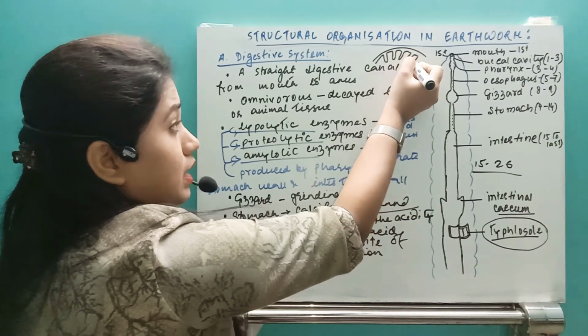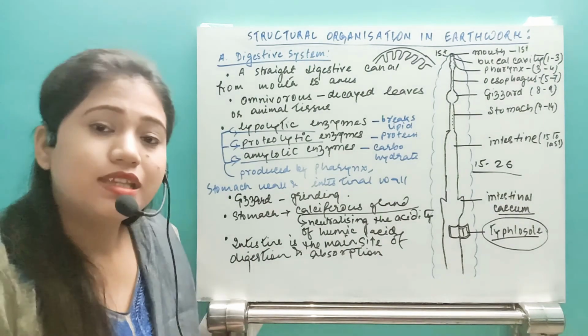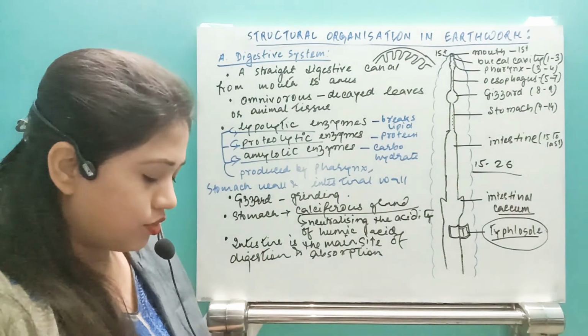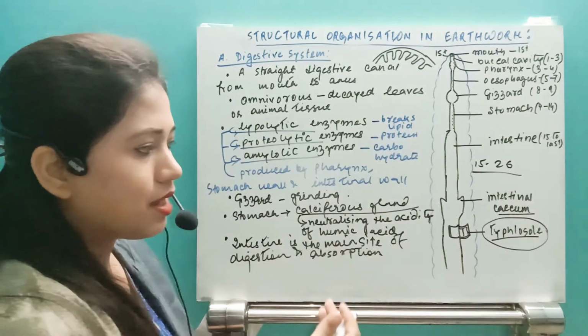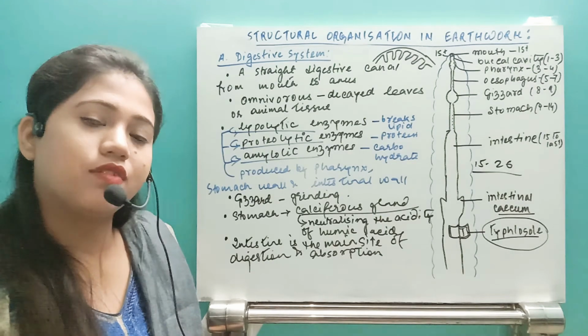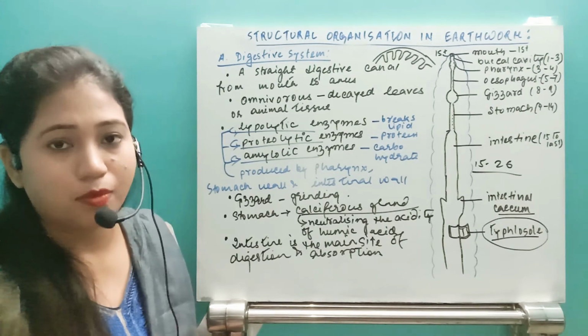Like in your digestive system, in the intestine, we have the villi. Similarly, they are going to have the typhlosole, right? So you can resemble the typhlosole with your villi. Okay, what is the function of the villi? It will increase the surface area so that it can help in absorption of the food products.